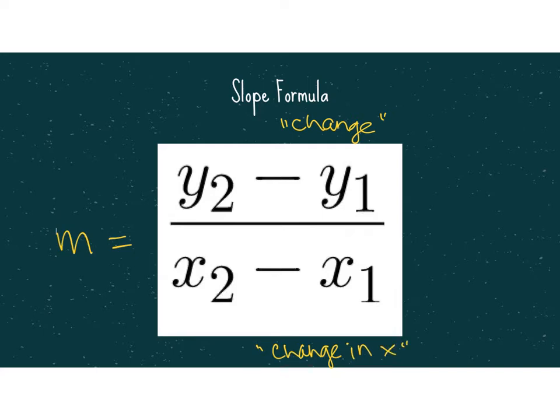All it means is change in y over change in x. How far has y moved? How far did the y value move? The way we find out the distance something moved is to subtract it. So we take the difference in the two y values on the top and the difference in the two x values on the bottom.